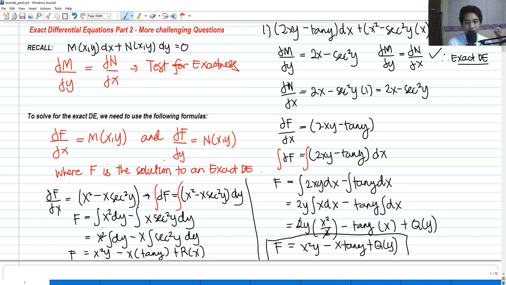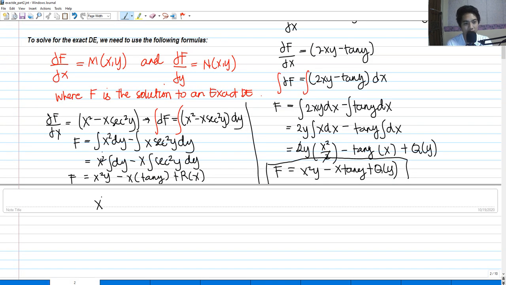That r of x is a term purely in terms of x, because that is considered as constant since we are integrating in terms of y. So we can equate these two. So we have x squared y minus x tangent of y plus r of x, to get the value of r of x and q of y. That is equivalent to this.